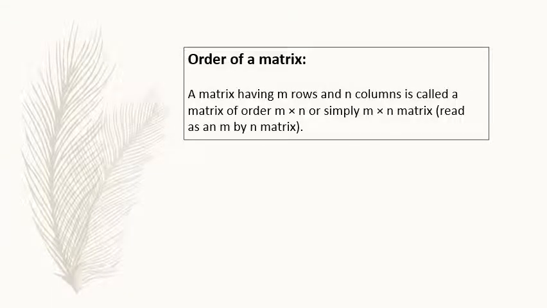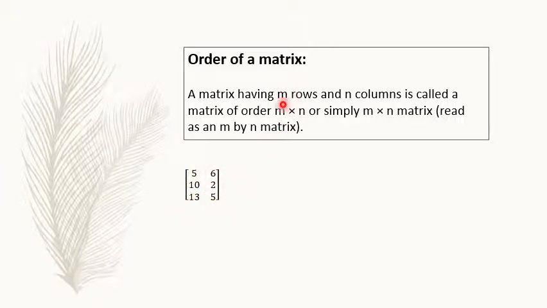Order of a matrix. A matrix having m rows and n columns is called a matrix of order m by n. We will read this as m by n or simply an m by n matrix. Here, this is a matrix. So, how many rows are there? 1, 2, 3. 3 rows. How many columns? 1, 2. So, this matrix has 3 rows and 2 columns.